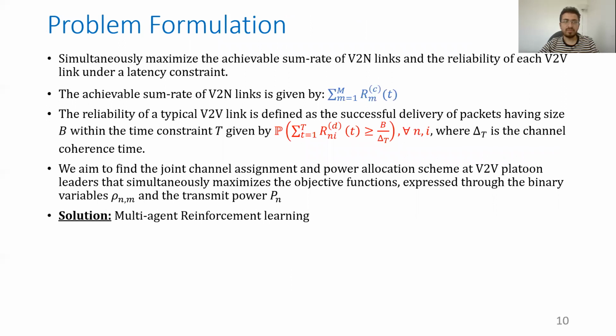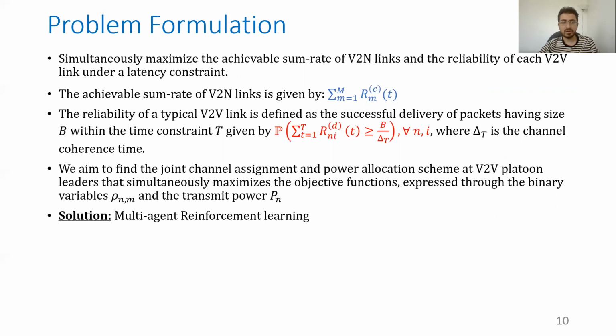So moving on to the problem formulation. Our goal is to simultaneously maximize the achievable sum rate of V2N links and the reliability of each V2V link under a latency constraint. For the V2N links, the achievable sum rate is given by the sum of the rate of all the V2N users. Meanwhile, for V2V links, the reliability is given as the successful delivery of a packet having a size B within the time constraint T, and it is given in the formula depicted in red.